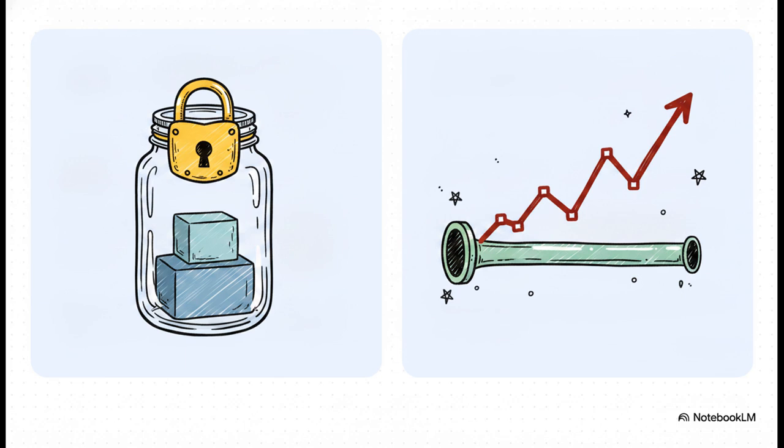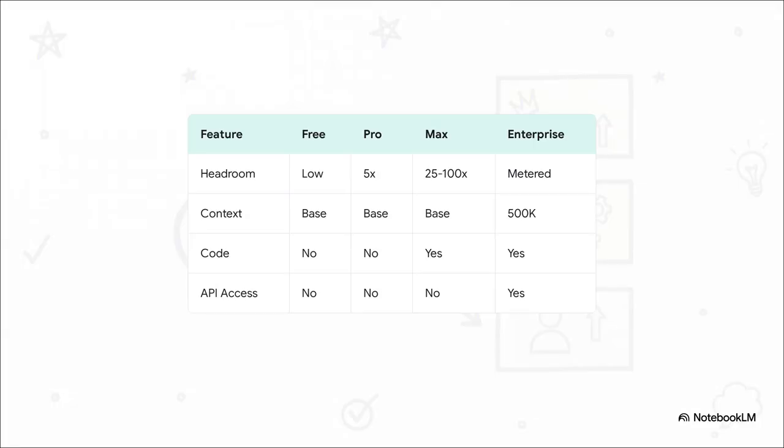Think of it like 2 different worlds. On one side, we have the individual plans: Free, Pro, and Max. These operate on strict usage caps. But on the other side, we have the Enterprise tier. This completely removes plan-level caps entirely and just meters your usage, honestly a lot like an API. Let's systematically break down exactly when you should use each tier.